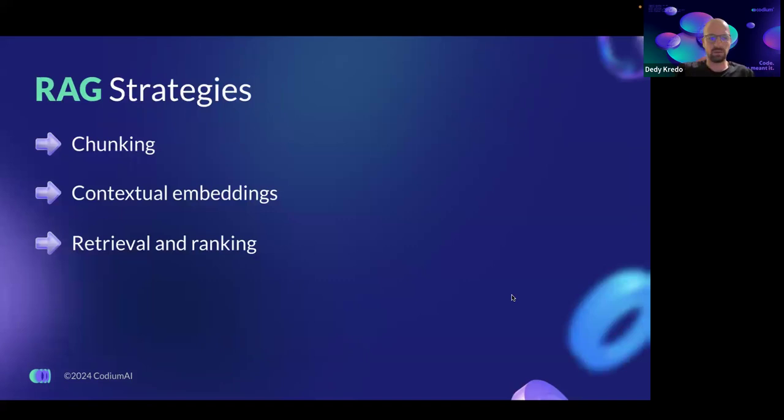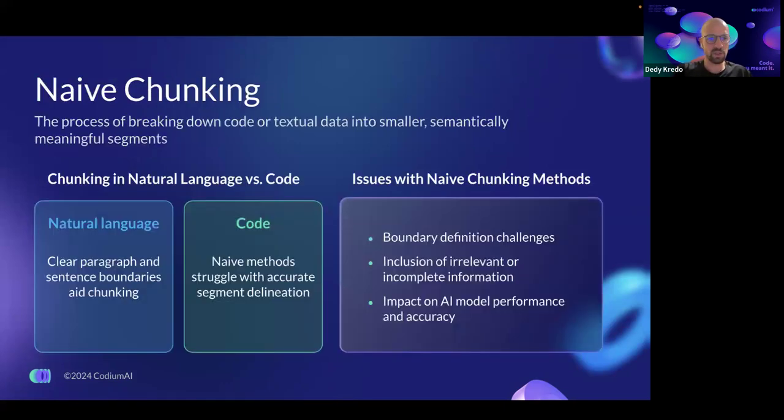Okay, so let's go into a little bit more detail. First, let's talk about chunking. Obviously for natural language, the strategy around creating the chunks is more straightforward. You have clear paragraphs, you have boundaries between sentences, and that's generally pretty straightforward.